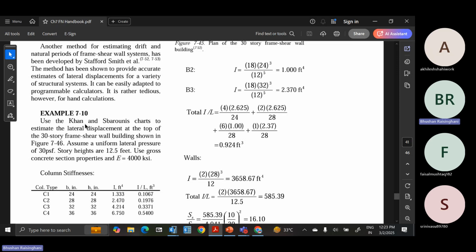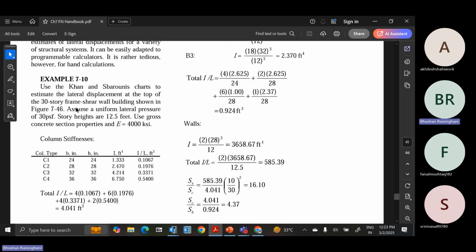Now, Fazlur Khan and others estimated the lateral displacement at top of the 30-story frame shear wall building. So you are the originator of the system. Assume a uniform lateral pressure of 30 psf. Story heights are 12.5 feet. Use gross concrete section properties, and E is this. Now this is the column C1, C2, C3, C4. Column types are there. Size is given. Moment of inertia is given. I by L is given.